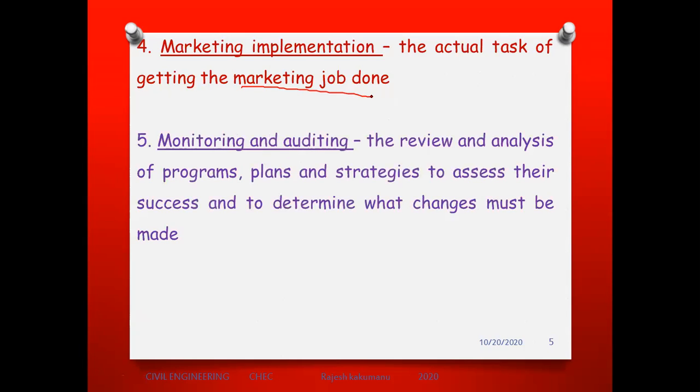Next one, monitoring and auditing. What is the meaning of monitoring and auditing? The review and analysis of programs, plans, strategies, to assess their success and to determine what changes must be made. Okay? Monitoring means every time we have to keep an eye on the market, on what products are going on, what new products are coming.